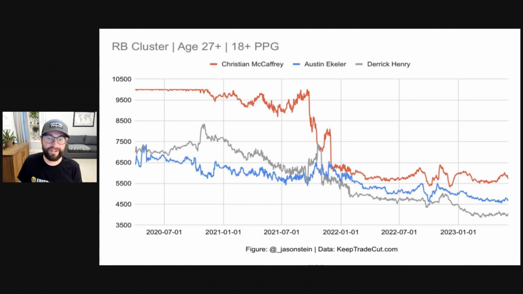Although McCaffrey, just now crossing the line, I think maybe should be treated slightly different than the other two. But I do think he's on watch now for Father Time to catch up. That said, McCaffrey is an easy win-now buy.